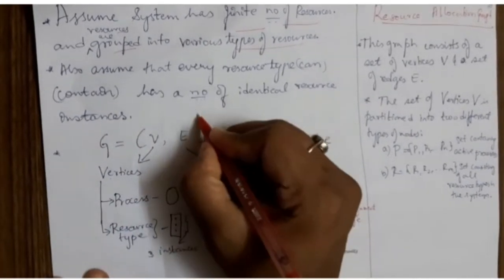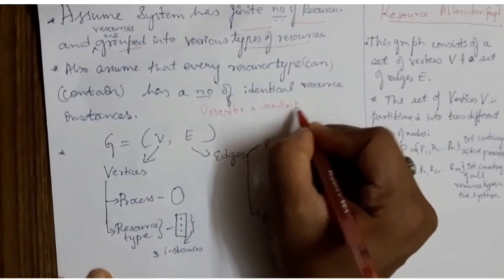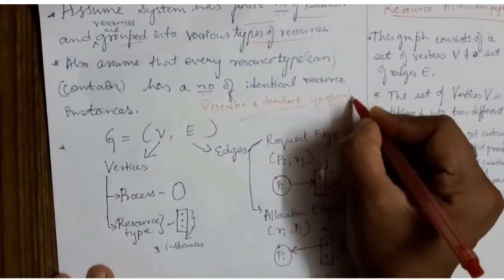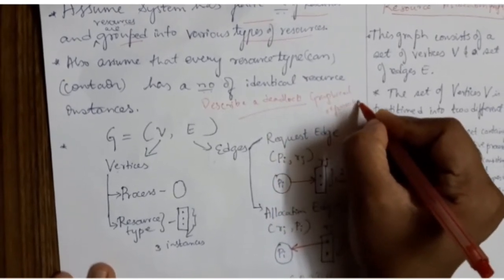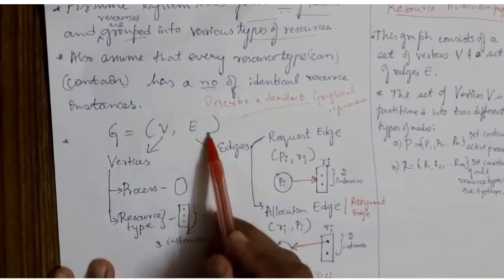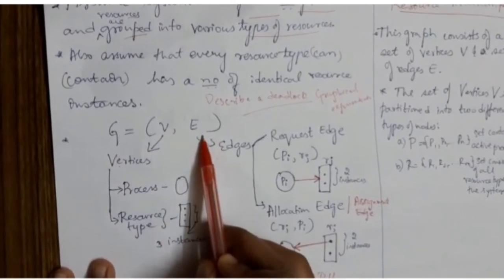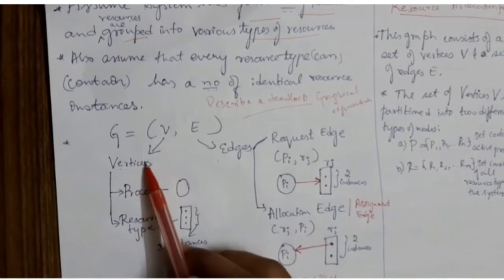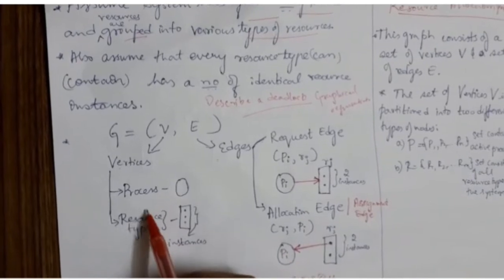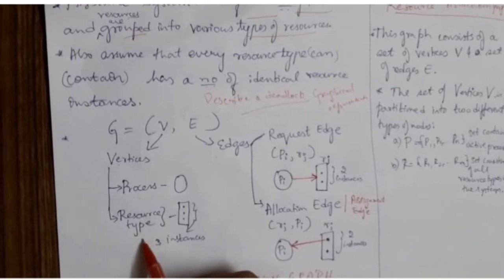Now, in order to describe a deadlock, we can make use of a graphical representation. As we have seen, what is a graph? A graph is nothing but a set of vertices and a set of edges. Now, inside these vertices, we have two subdivisions. That is, one is a set of vertices which contains processes and a set of resource types.